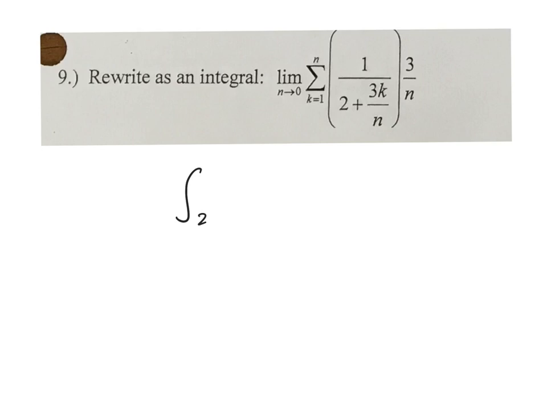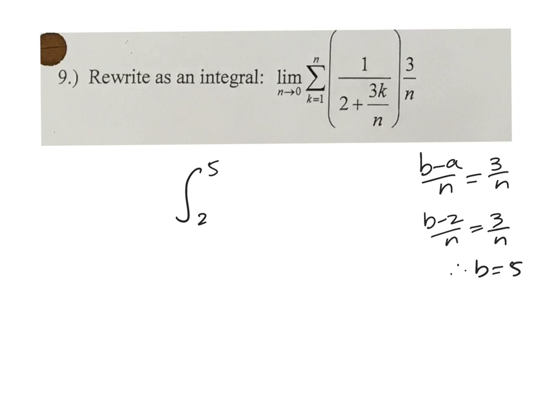We also know that b minus a over n equals delta x. And delta x you'll find right here. Delta x is 3 over n. So we know that our lower limit of integration is 2, so I can rewrite b minus 2 over n equals 3 over n. So therefore, b must be 5, because 5 minus 2 equals 3. So we go from 2 to 5 of, now, what is our function?